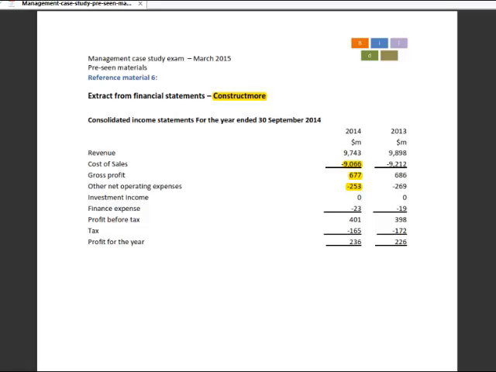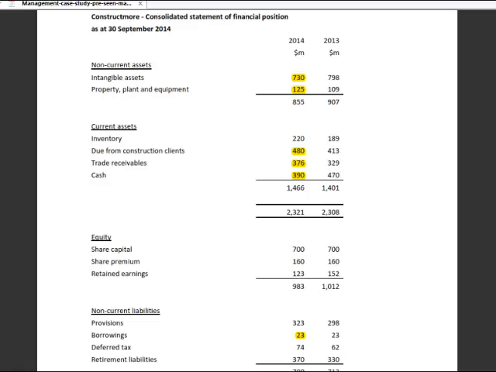And again, the tax is shown here, and in percentage terms it looks pretty comparable to the level that Build is paying. But it's in the statement of financial position where we see quite some differences. Build has intangible assets of about 200, and Constructmore has 730. What is this difference? 730, almost 2 or 3 times what Build has. We don't understand that. Yet their property, plant and equipment is much lower than Build. Build has 790, and Constructmore, a bigger company, has 125. Why? We need to understand why.